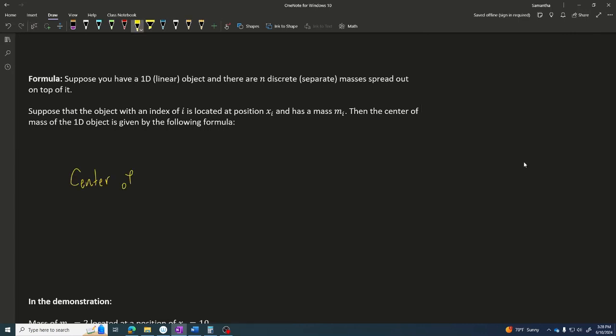The center of mass, often denoted by the symbol x with a horizontal bar on top of it, is found by a fraction. In the numerator of the fraction is a sum from your first object to your final object of position times mass. Position times mass, add all of those together for each object. In the denominator of this fraction is just the total combined mass of all the objects.